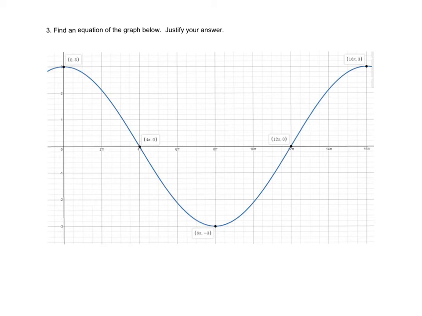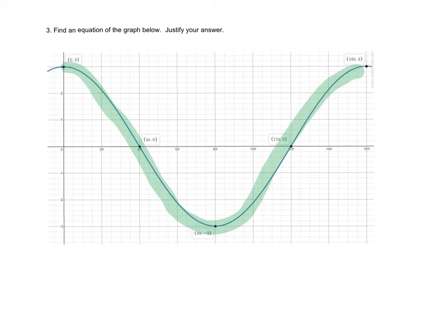Okay, so let's look at this next one. It says, I want to find the equation of the graph below, justify my answer. So we could do these several ways that we've seen as sines or cosine. I think the easiest way in this case is to do it as a cosine. So we're just going to look at this portion of the graph.